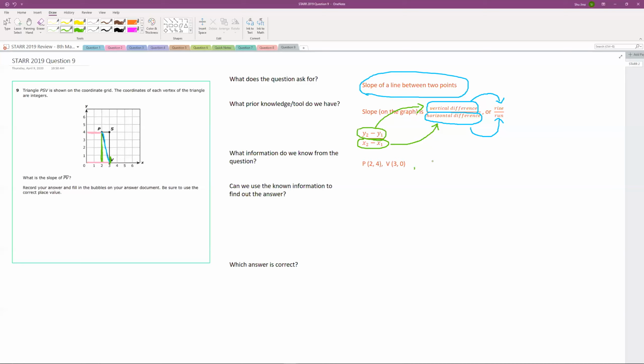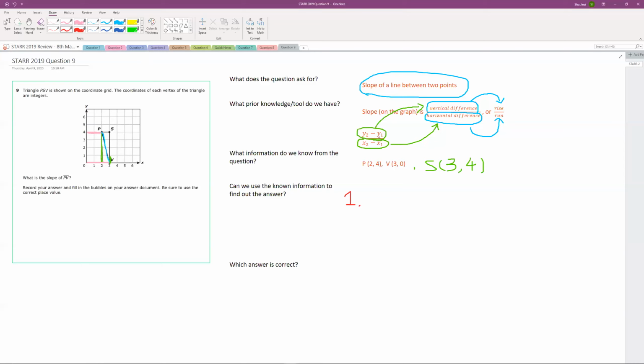Of course, we also have this point S. S is at a point where x is 3 and y is 4. So S is (3, 4). But that does not matter to the slope, so we don't need S actually. Now let's go ahead and use the known information to find out the answer. I'm going to show you two methods. So first one, we can apply this formula.